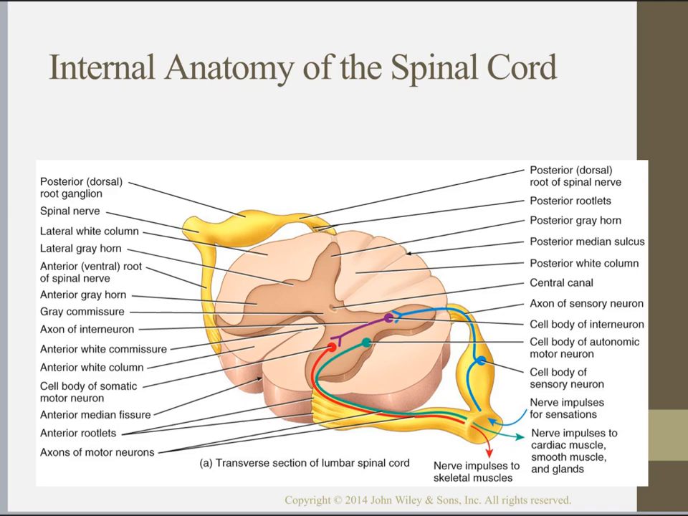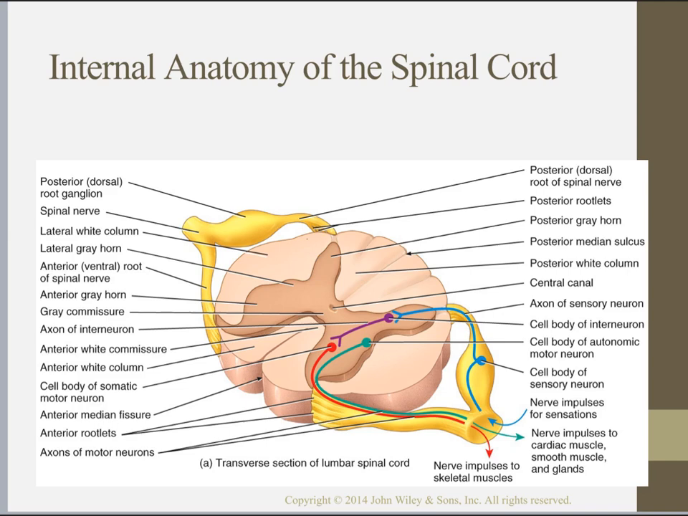So we're going to start on the internal aspect of the spinal cord. So a couple things to notice. We have gray matter and we have white matter. So the gray matter is this beautiful butterfly-shaped structure here, whereas the white matter is everything else around it. So let's go ahead and just delete this and discuss how we name this.